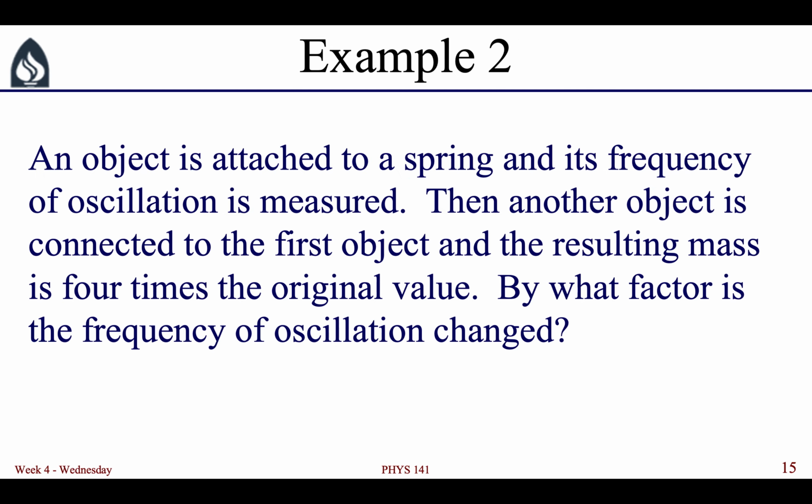So let's look at an example problem where we take a look at some of this information that we have learned about the period of oscillation and the equations of motion for oscillation. So in this first example, we have an object attached to a spring and its frequency of oscillation is measured. Then another object is connected to the first and the resulting mass is 4 times the original value. So by what factor would the frequency of oscillation be changed?